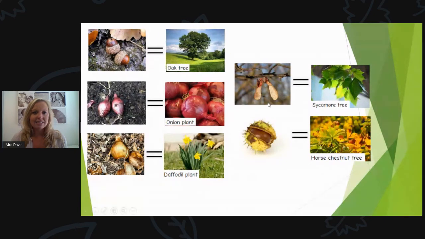And then these, when I was little, we used to call them helicopters. We used to drop them and see if they could race. They turn into our sycamore tree. And then we've got this seed, which goes into our horse chestnut tree. They're very spiky, those ones. Sometimes you can find just the outer layer because the actual seed inside has come away and the outer layers are just left. So you might have found them. Well done on that. I bet you did some great matching there.